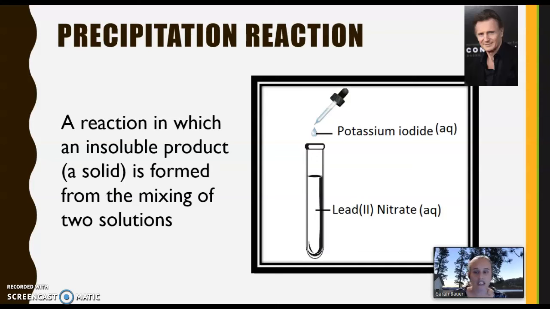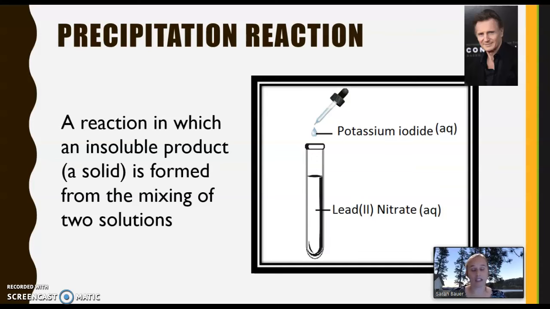So in our precipitation reaction, here's our definition. It's a reaction in which an insoluble product, so remember, insoluble means won't dissolve or can't dissolve, is formed when we mix two solutions. So we had two aqueous solutions, two salts that would dissolve in water. So therefore we made that aqueous solution. When we mix them, we create something by the mixing of those ions that can't dissolve in water.